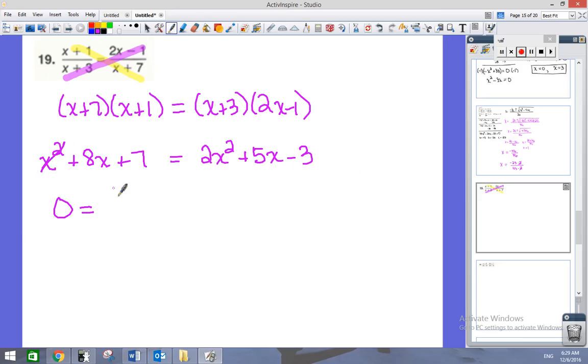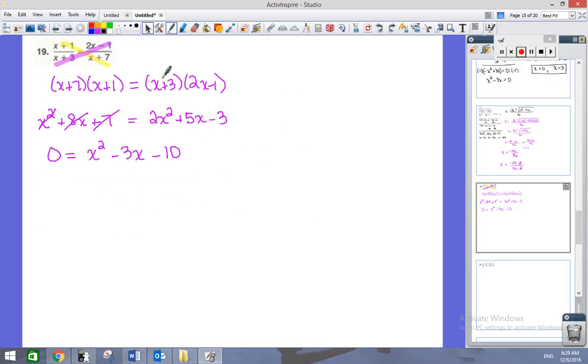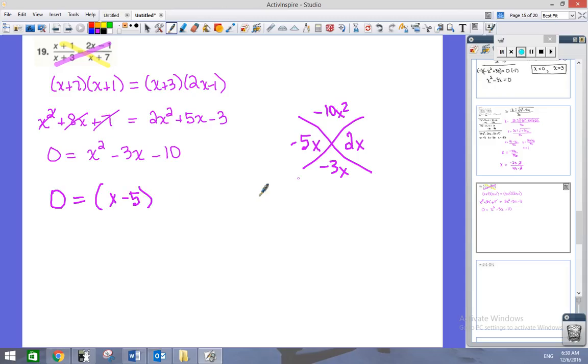I'm going to subtract 1x squared from each side. I'm going to subtract 8x from each side. I'm going to subtract 7 from each side. And this we can factor with our x method. We know that if you have two numbers that multiply together to get you negative 10, but add together to get you a negative 3, when the leading coefficient is 1, you can always take this x minus 5 and x plus 2.